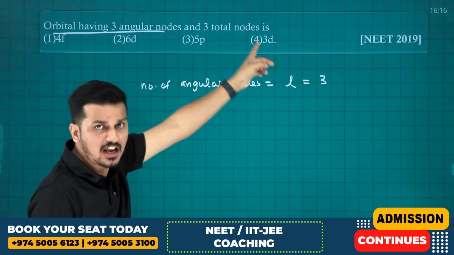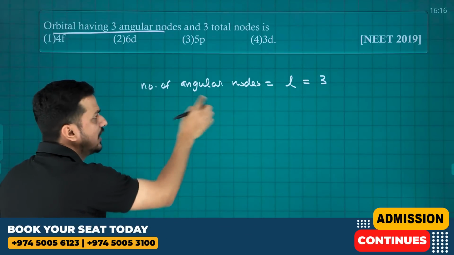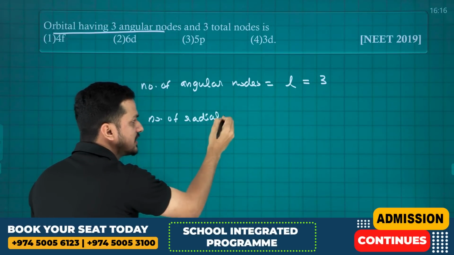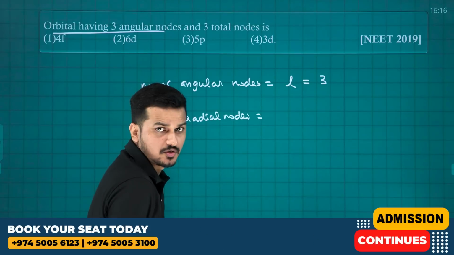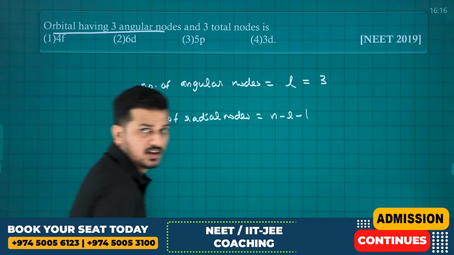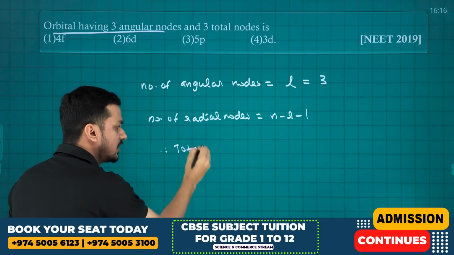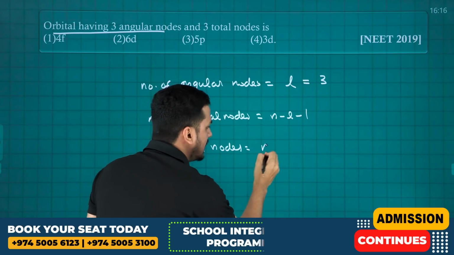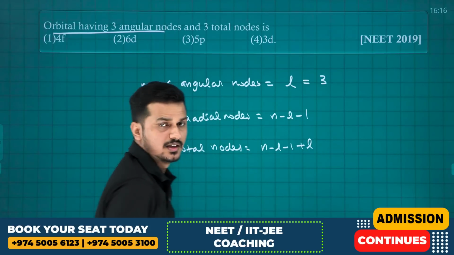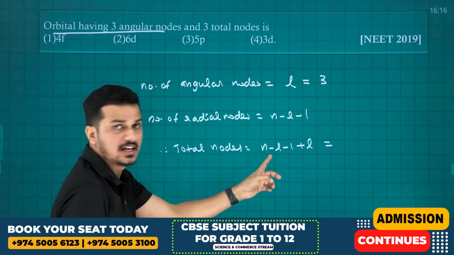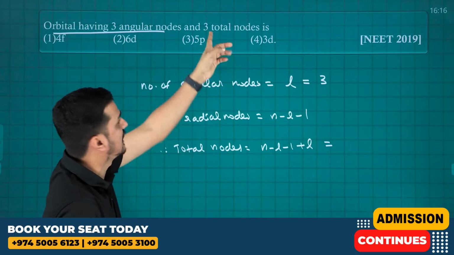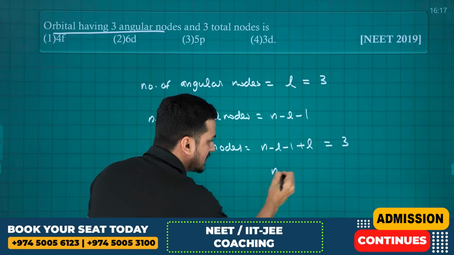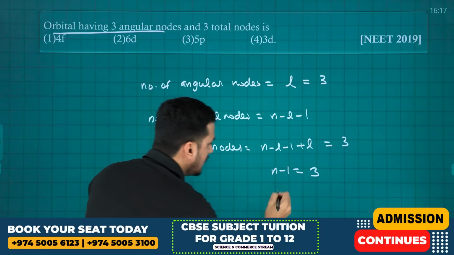And they have given total nodes. The number of radial nodes is equal to n minus L minus 1. Therefore, total nodes is equal to angular nodes plus radial nodes, that's n minus L minus 1 plus L. This value they have also given as 3. So L and L get cancelled. That means n minus 1 equals 3, so n equals 4.